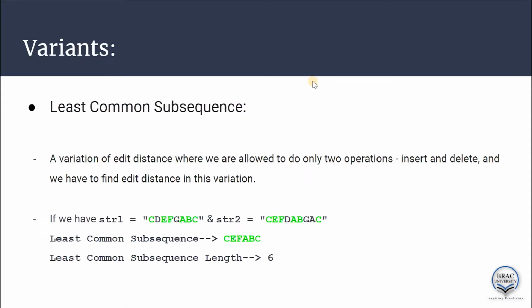One of the variants of the edit distance algorithm is longest common subsequence. LCS or longest common subsequence is a variation of edit distance where we are allowed to do only 2 operations, such as insert and delete. Here, we have to find the edit distance in this variation. For example, if we have string 1 C, D, E, F, G, A, B, C and string 2 C, E, F, D, A, B, G, A, C, then our longest common subsequence will be C, E, F, A, B, C and the length of it will be 6.